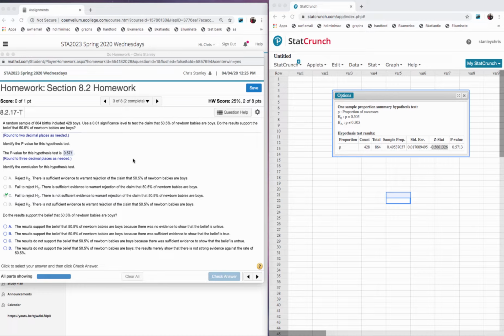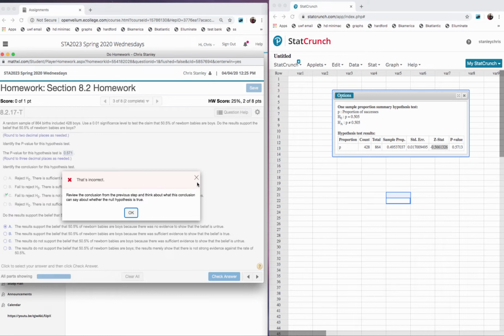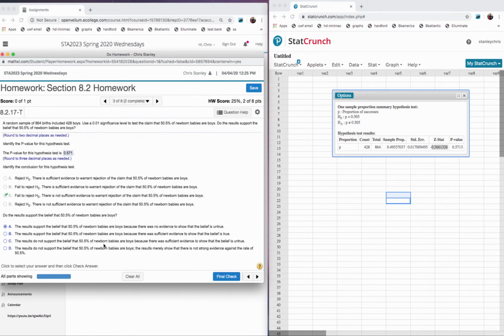Okay, so we failed to reject. So since we failed to reject, it does support this 0.505, but the reason is not that we proved it, it's because there's no evidence to say that it's untrue. This is wrong.